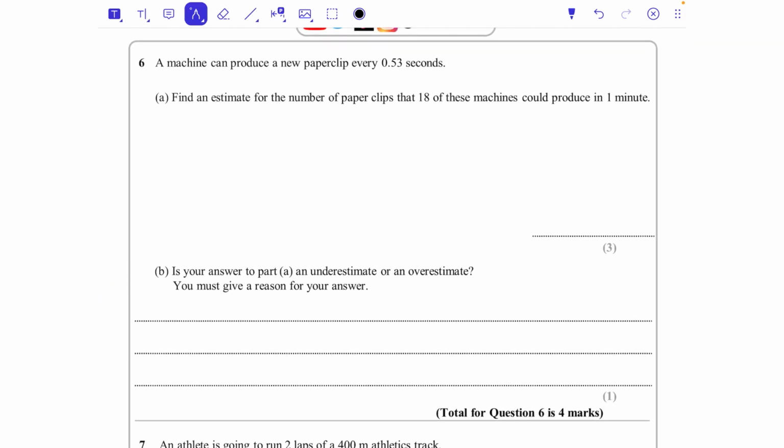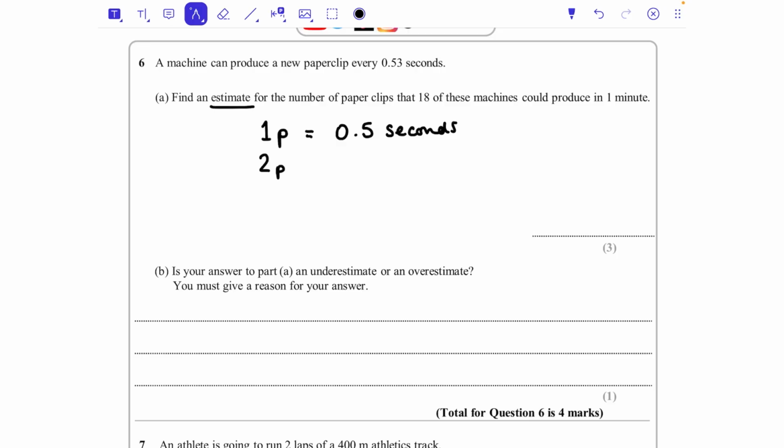Question number 6. A machine can produce a new paperclip every 0.53 seconds. Find an estimate for the number of paperclips that 18 of these machines could produce in 1 minute. So I would say that one paperclip is made in 0.5 seconds. We are estimating here, and as soon as we're told to estimate, we know we can round to one significant figure. So 0.53, I'm just going to call that 0.5 seconds.